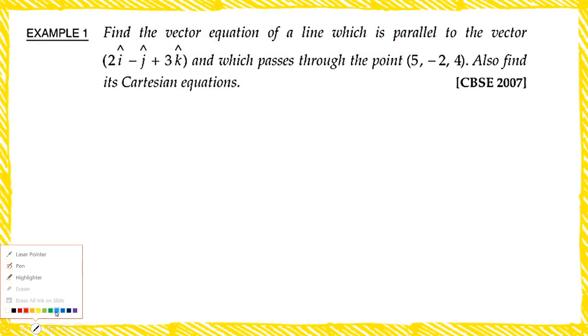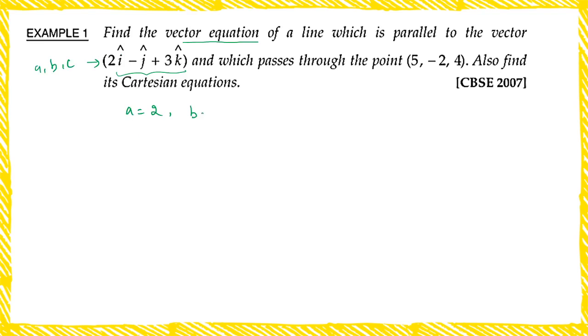Now, look at this example. Find the vector equation of a line which is parallel to this vector. Parallel to this vector means this vector is going to give us a, b and c. So we know a is 2, b is minus 1 and c is 3, and which passes through this point. So this is x1, 5, y1 minus 2 and z1 4. Also find its Cartesian equation.